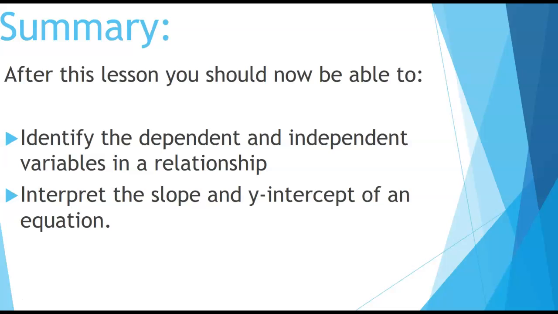So at this point, you should now be able to identify your dependent and independent variables in a relationship and interpret the slope and the y-intercept of an equation.